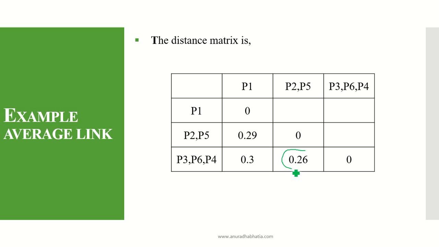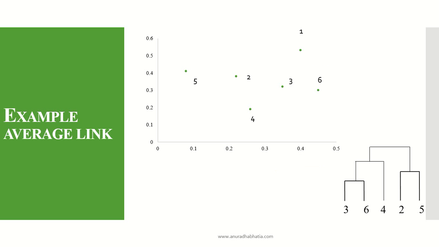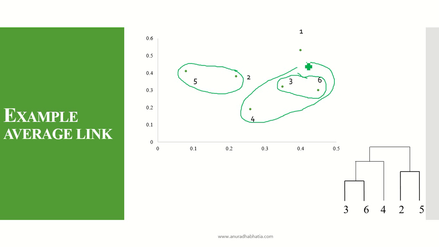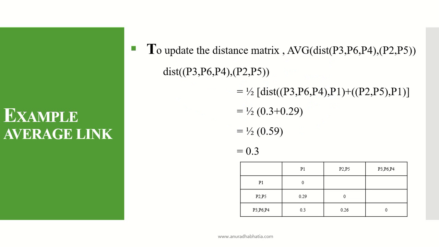Here I again find the minimum, and I get 0.26. So it is a cluster formation between P3, P6, P4 and P2, P5. So I get a cluster over here. This is the first cluster, this is the second cluster, this is the third cluster that I get. And now it's a combination of all of them with 1 point remaining. So this is my next cluster which is formed. So I need to recalculate the distance matrix again. So the distance of P3, P6, P4, P2, P5, this is the new cluster which I have got, with P1.